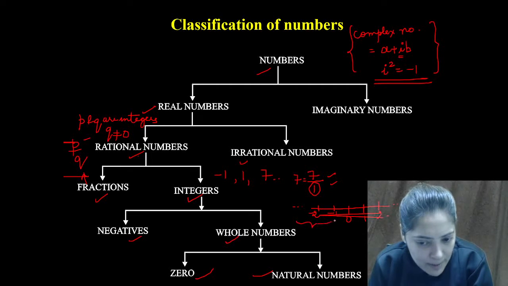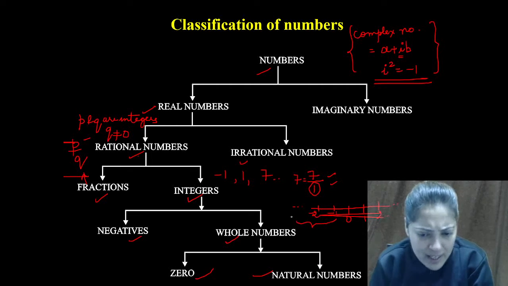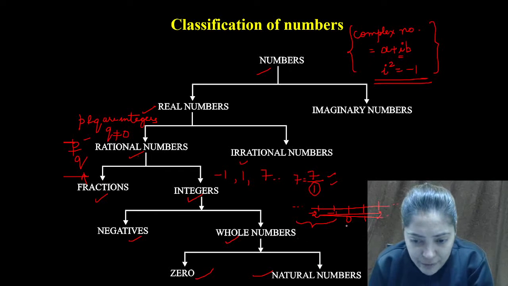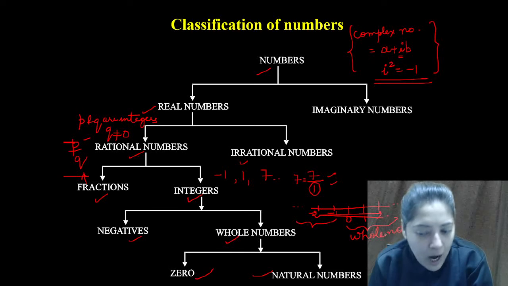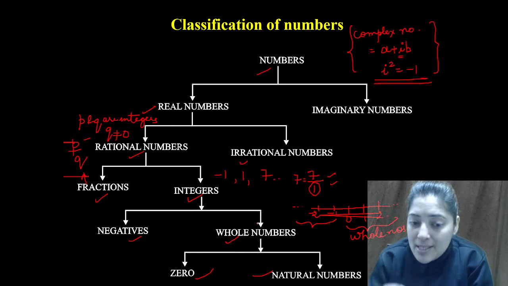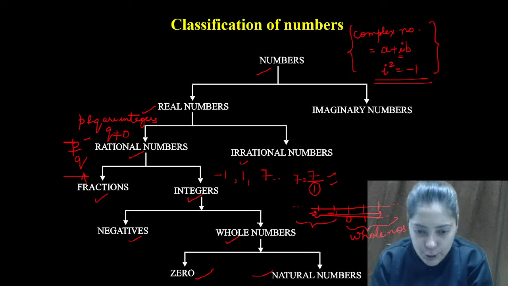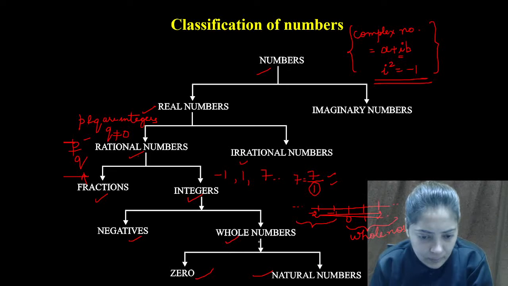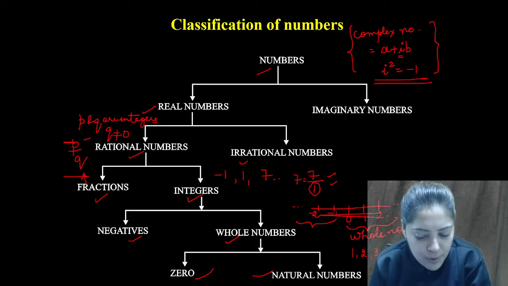अब मैंने integers में why I have written negatives? Because -1, -2, -3. And from 0, I have written whole numbers. Now what you can say is, whole numbers is a part of integers. Every whole number is an integer. Now, whole numbers means what? 0 and natural numbers. Natural numbers start from what? 1, 2, 3 up to so on.